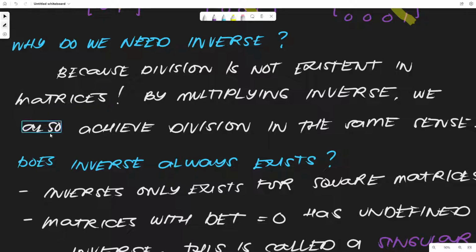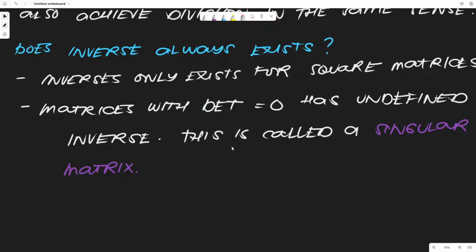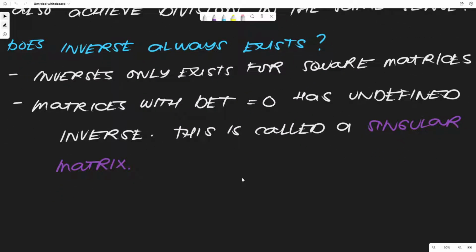So we also have a question here: does the inverse of a matrix always exist? We have to remember a few conditions in getting inverses. The inverse of a matrix only exists for square matrices. It does not exist for rectangular matrices, just like the determinant. Based on our previous discussion, we cannot get the determinant of non-square matrices. The same goes for the inverse.